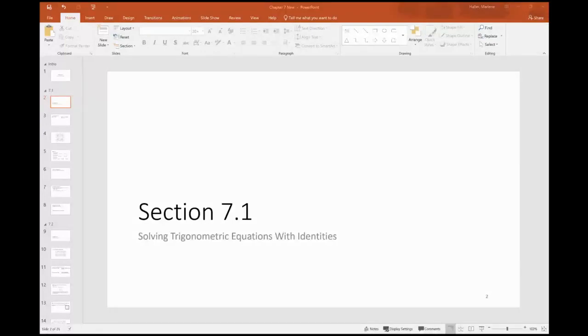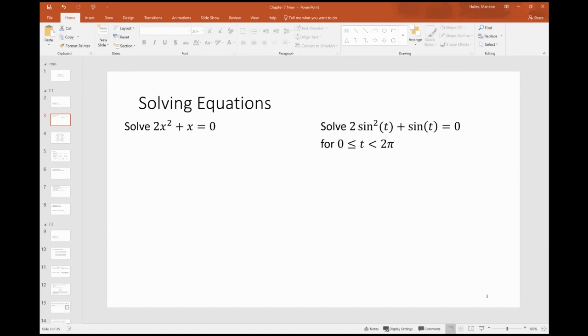Hello, welcome to the lecture for section 7.1, solving trigonometric equations with identities. All right, let's begin by solving a basic algebra equation.